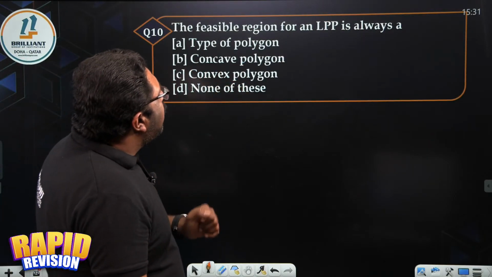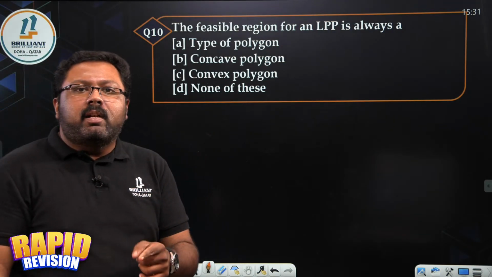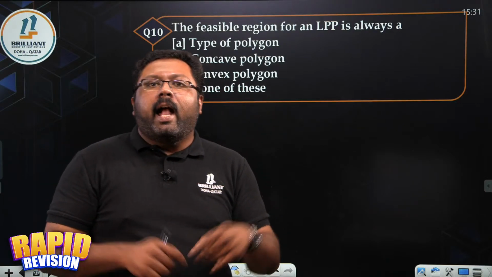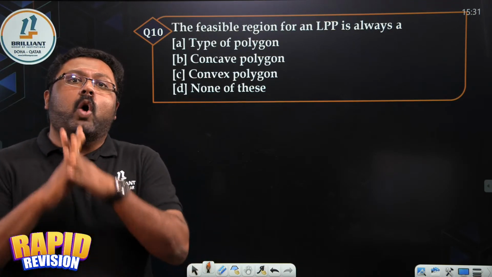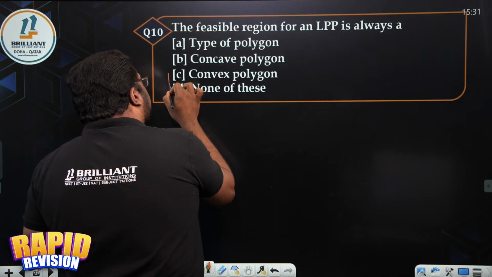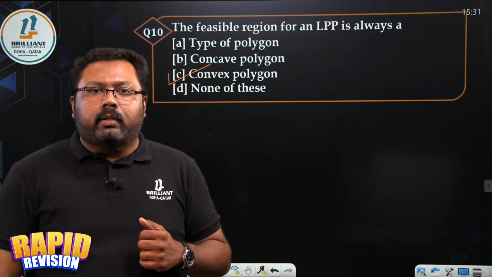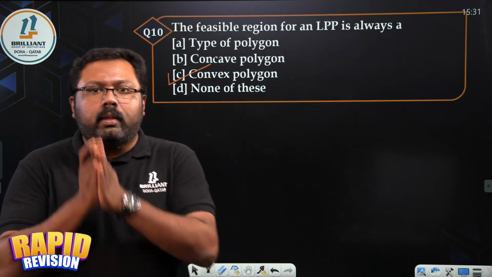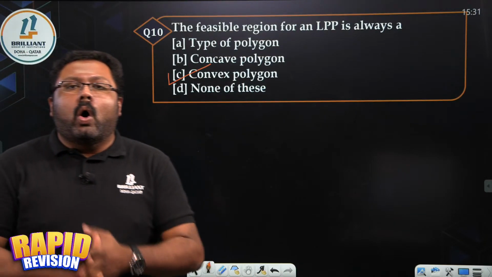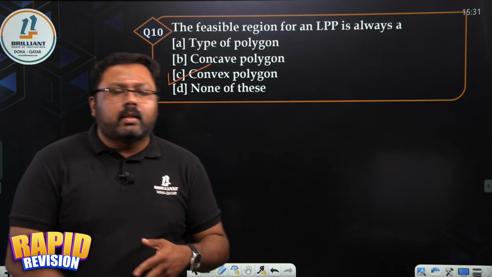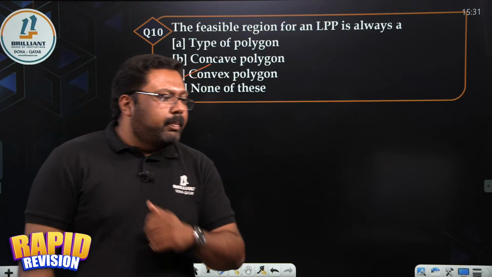The last question: the feasible region for an LPP is always what? You have seen that feasible regions are bounded with corner points and have straight lines on the sides. So it's a polygon, but what type of polygon? Please learn it by heart. The feasible region obtained by solving an LPP is always a convex polygon. Yes, always a convex polygon. Learn it by heart, my dear students.